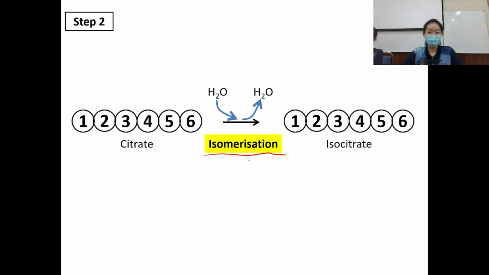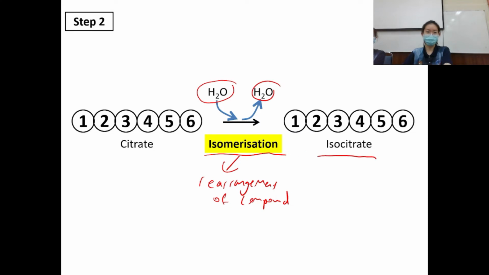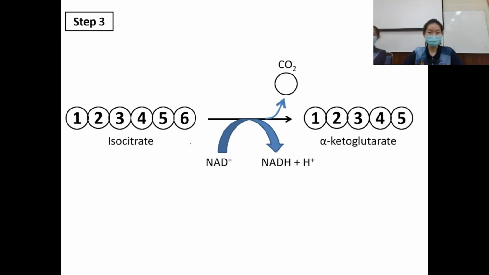So what is isomerization? Isomerization is the rearrangement of a compound. In order to undergo the isomerization, the citrate needs to accept water, and the water is released to form isocitrate. Okay, the third step is isocitrate becoming alpha-ketoglutarate.